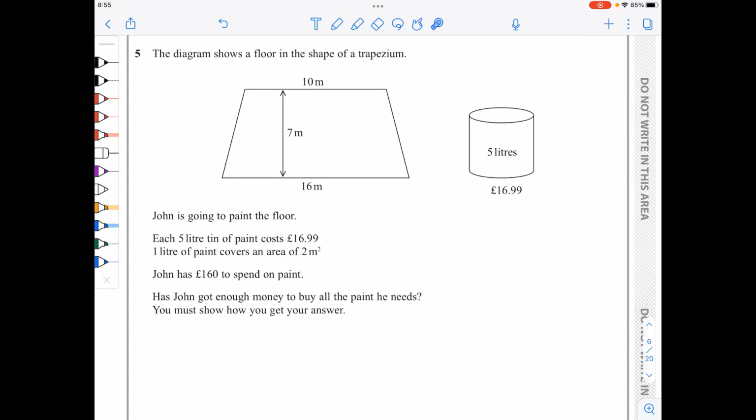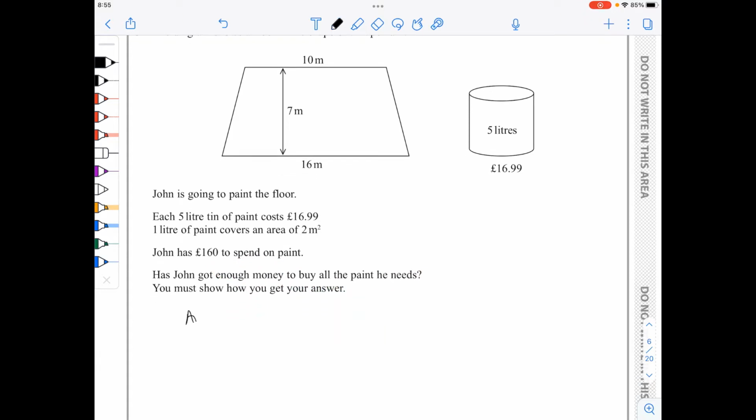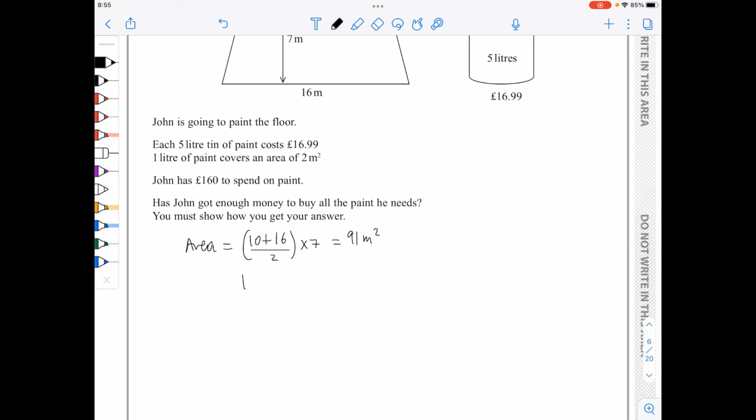So I will start by calculating the area of the trapezium. So this will be 10 plus 16 over 2 times 7. It's base 1 plus base 2 over 2 times the height, which is 91 square meters. Now we know that a liter of paint is enough to cover 2 square meters. So how many liters to cover the 91 square meters? So x is 1 times 91 over 2, which is 45.5 liters.